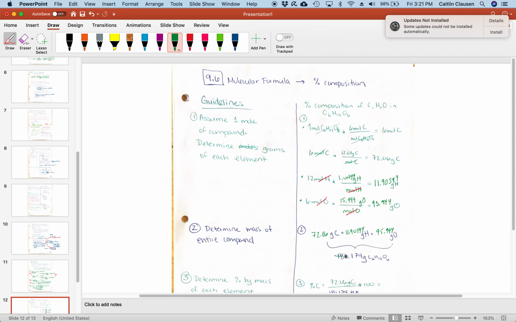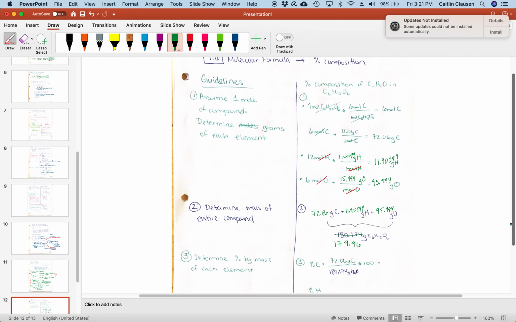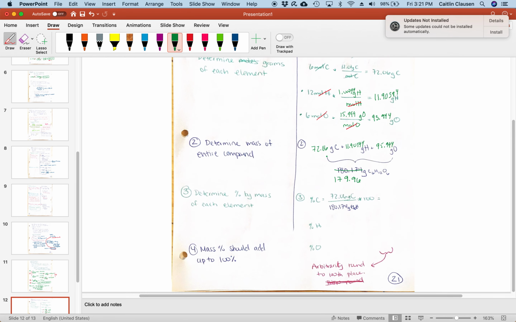Okay, so I think here you use a different periodic table, but according to the periodic table I'm using now, I get 179 point, and then this should go out to the 2 decimal places, 9.6 grams. Now, step 3. So step 2 is just determining the entire mass of the compound. You add all the masses up. Step 3 is determine percent mass for each element.